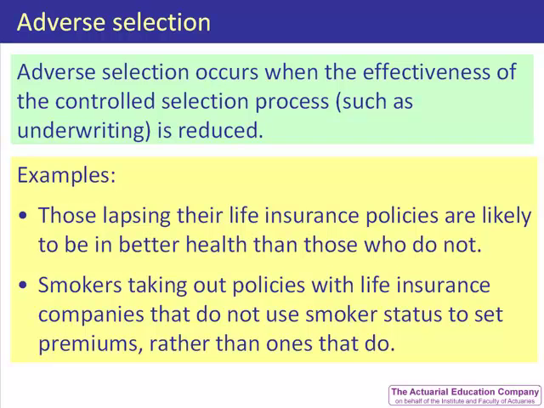So smokers would naturally choose insurance companies that did not use smoker status to set premiums, as their premiums will be competitively low for smokers. The outcome will be that a company that does not use smoker status will suffer from adverse selection, as the ratio of smoker to non-smoker lives that it takes on will increase, and the effectiveness of the company's underwriting process will be reduced.